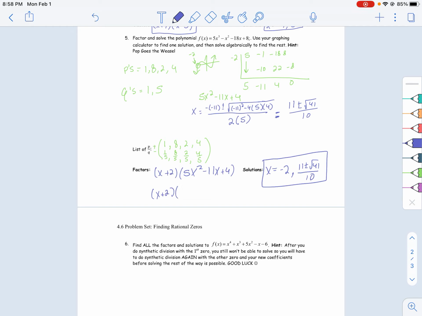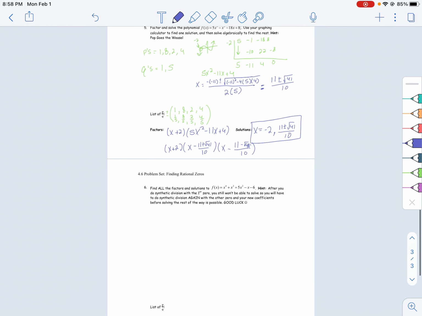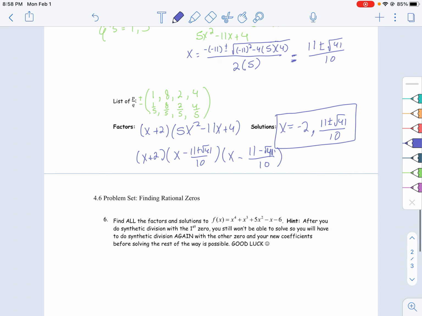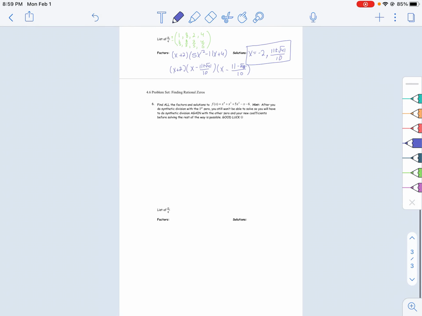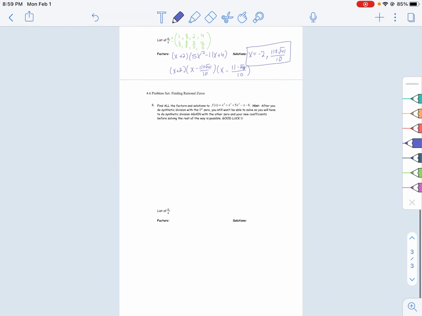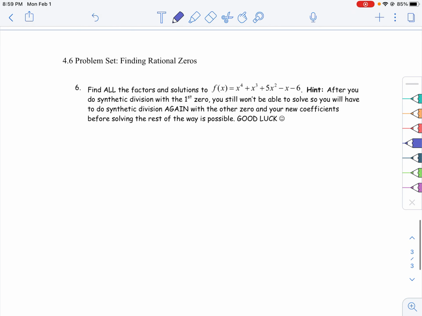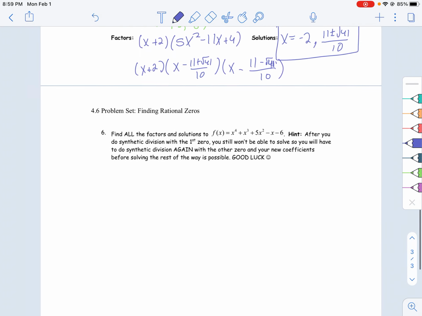Or you could get fancy, you could say x plus 2, and then you could say x minus (11 plus radical 41) over 10, and another x minus (11 minus radical 41) over 10, because that would give us our plus and our minus versions of that crazy radical. So that's what we're doing there. Sometimes we might have to use the quadratic formula because we get irrational numbers, because irrational numbers also are solutions to polynomials.